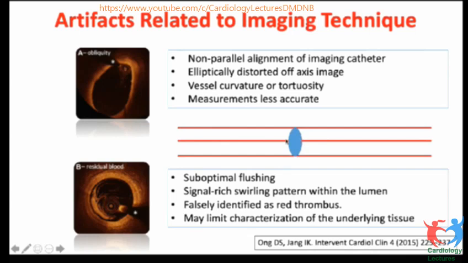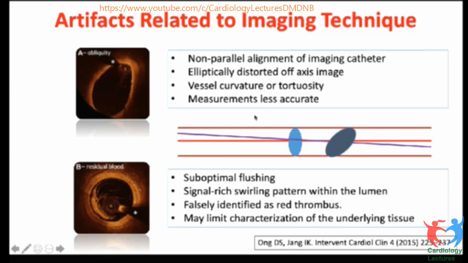Suppose your catheter is non-parallelly aligned, what do you get? Because all the images are formed perpendicular to the catheter. So suppose it is eccentrically aligned, you get an oblique image. So this is not the real circumference of your vessel. You just see this is the real one, and this is what you get in obliquity artifact. So this artifact results from non-parallel alignment of your imaging catheter that results in elliptically distorted off-axis images. Usually occurs in vessel curvature or tortuosity.